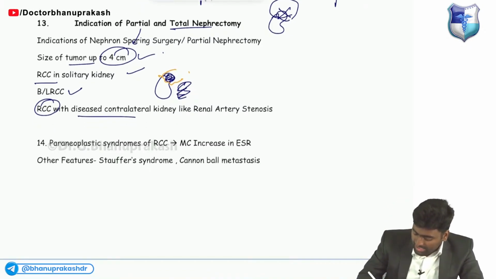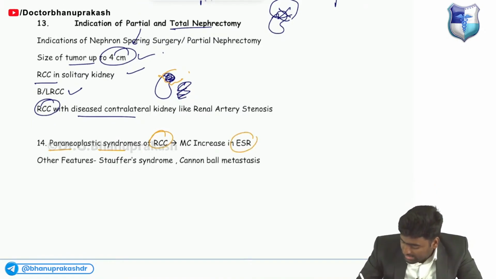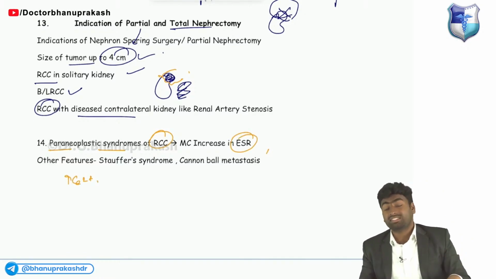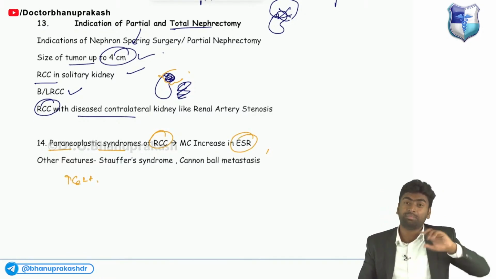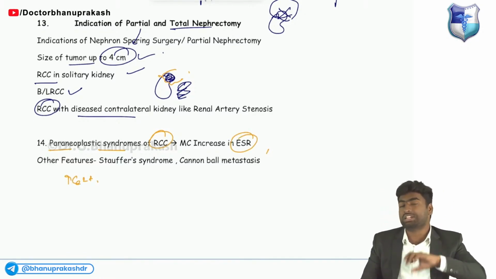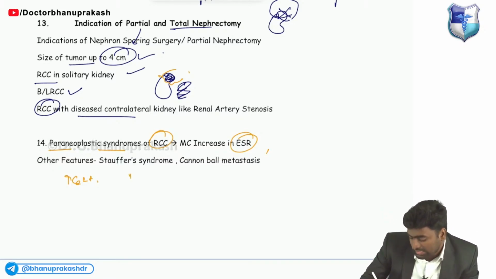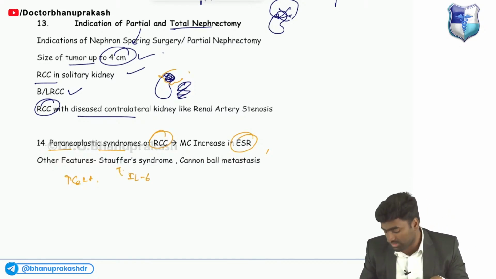And finally, the paraneoplastic syndromes of RCC. The most common one is the increase in ESR, and it can also cause increased calcium levels, and RCC can cause liver damage. Yesterday in pathology we also studied this RCC-induced liver damage because of interleukin 6. Because of this interleukin 6, it is known as Stauffer syndrome.